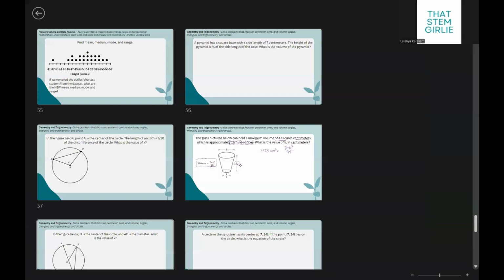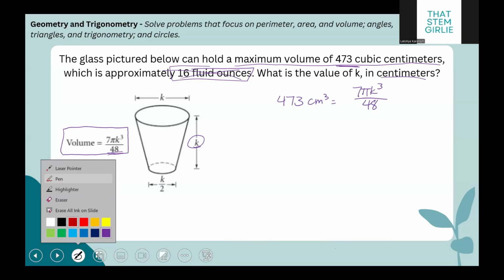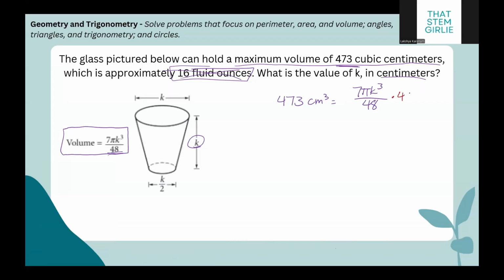Solving for K means you want to isolate K. So to get K by itself, I would start by multiplying both sides by 48. When I do that, I get that 7 pi K cubed equals 473 times 48, which is 22,703. And then I would divide both sides by the 7 pi, so the 7 pi would cancel.